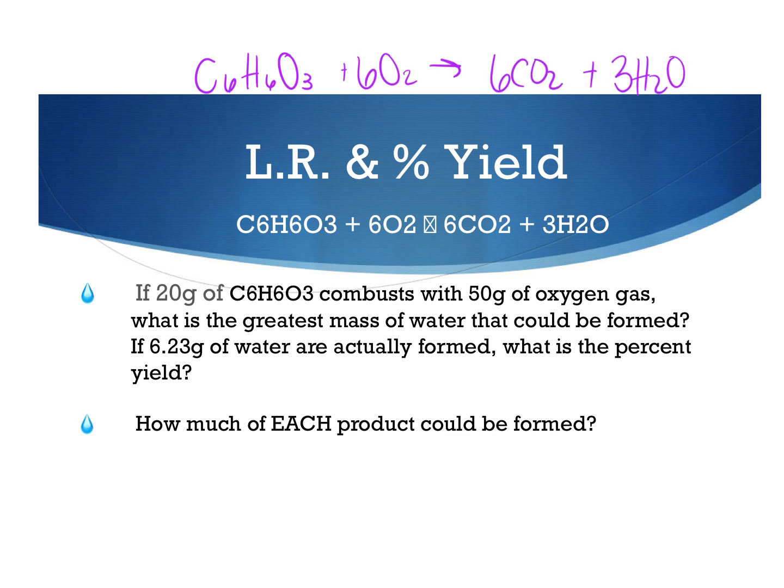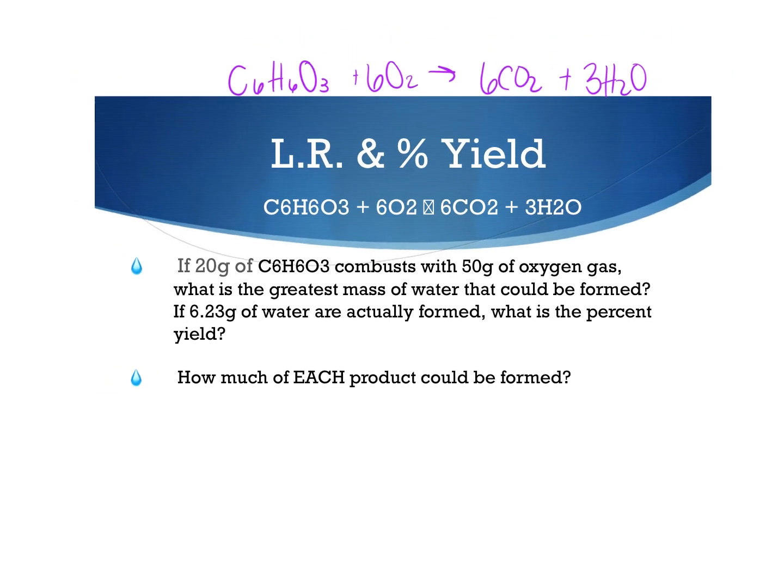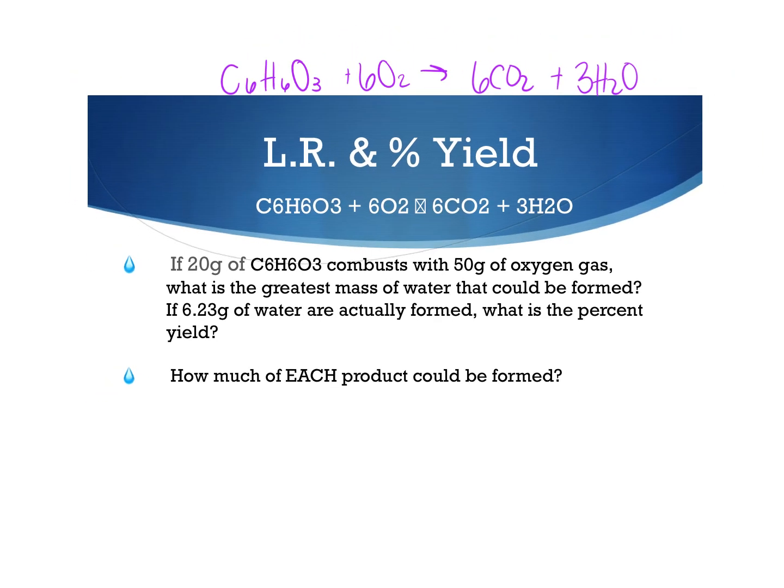All right, this question says if 20 grams of C6H6O3, I'm going to suggest that you write that above your balanced reaction or around your balanced reaction, combusts with 50 grams of oxygen gas. What is the greatest mass of water that can be formed? So we're looking for grams of water.